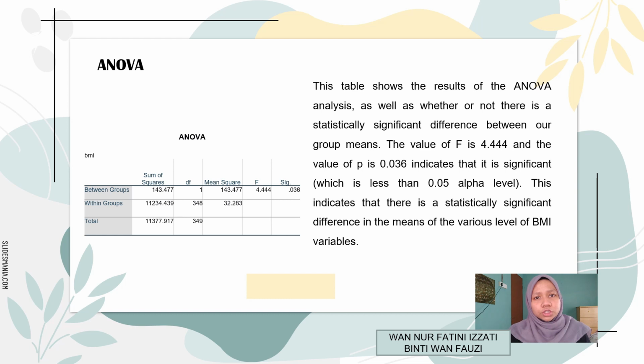For ANOVA, the table shows the result of the ANOVA analysis as well as whether or not there is a statistically significant difference between our group means. The value of F is 4.444 and the value of P is 0.036. This indicates that it is significant, which is less than the 0.05 alpha level. This indicates that there is a statistically significant difference in the means of the various levels of the BMI variable.